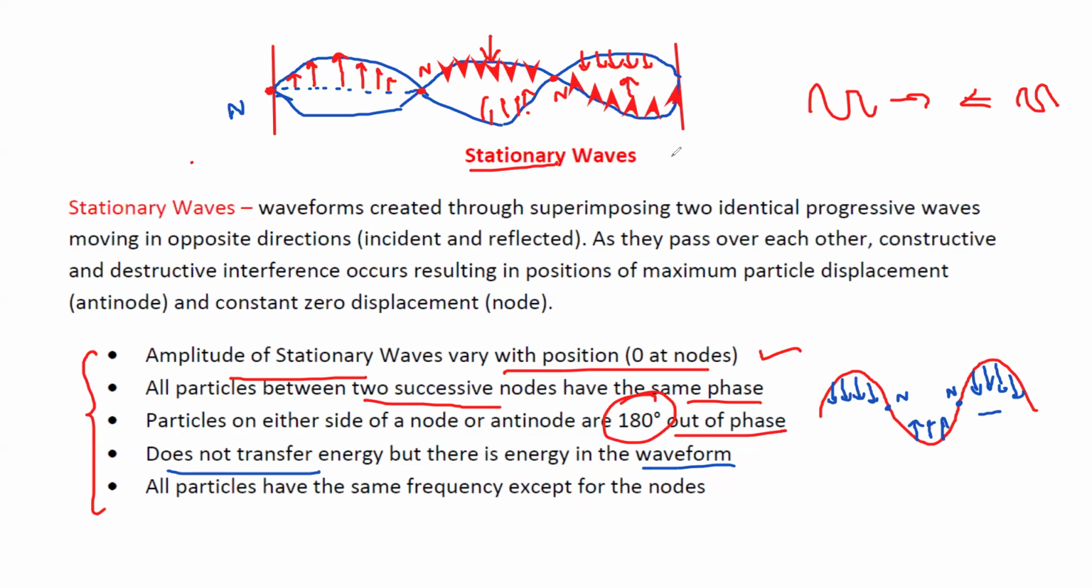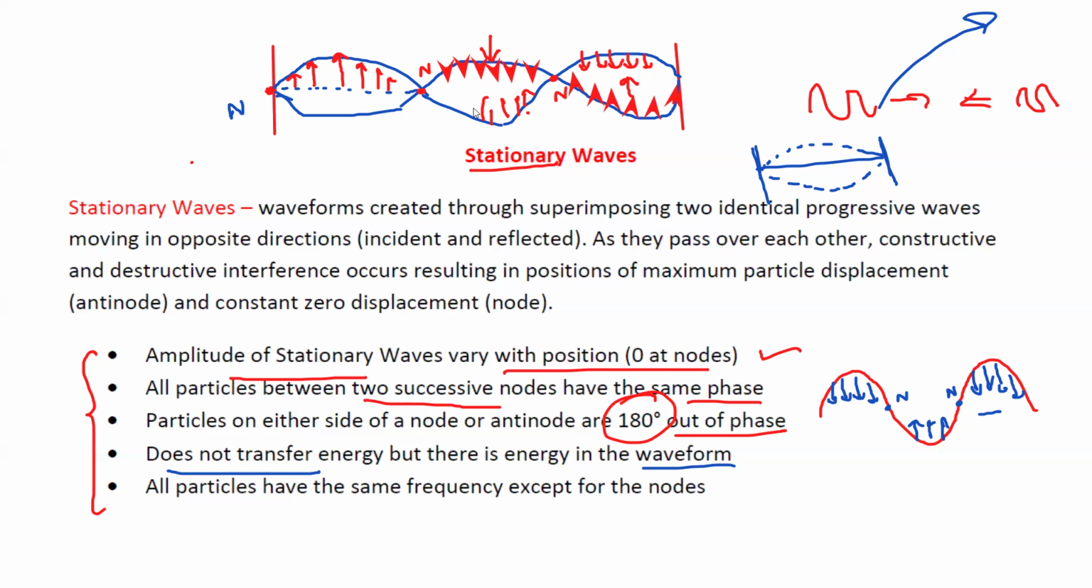Why do we call this a standing or stationary wave? That is one characteristic: a standing wave does not transfer energy from one place to another. It just confines the energy within the region. If you take a string or a wire and disturb it from the center, it will vibrate in this manner, but the energy is confined within the region and not transferred from one place to another. Also, all particles vibrate with the same frequency, except at the nodes, because the particles do not vibrate at a node.